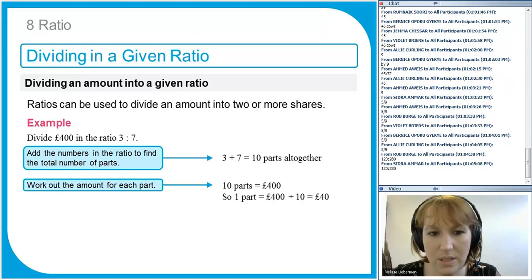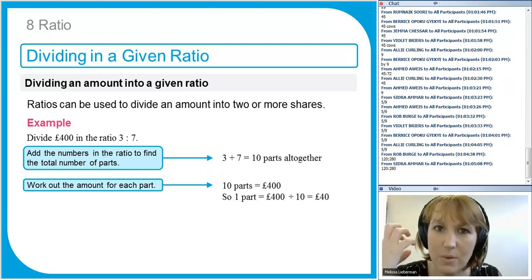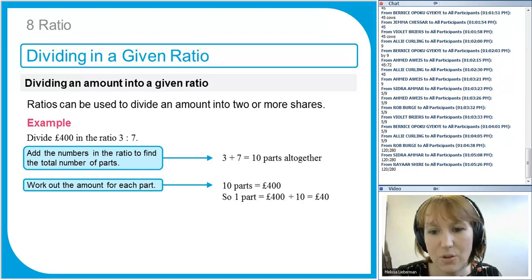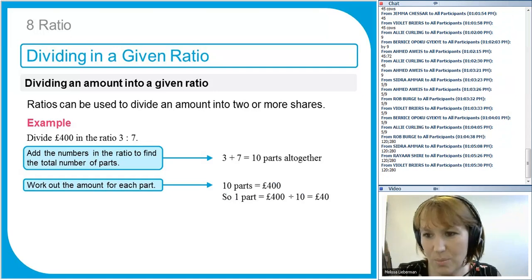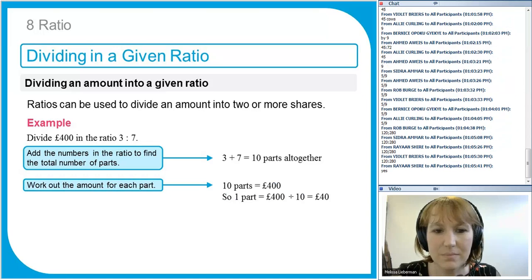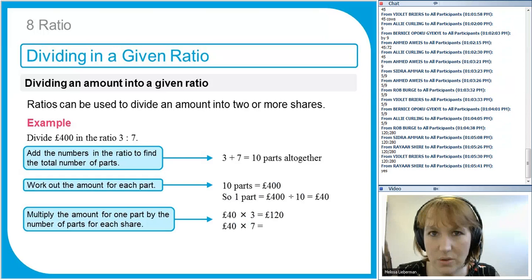And we've got 3 parts to 7 parts. So to find the value of the first part, we need to say 3 times 40, which I know I'm seeing lots of correct answers, Rob and Sidra and Abdallah, Ryan and Rayan. Am I saying that correctly? And Violet, I think you've got it already. So 3 times 40 is 120, and then 40 times 7, 4 times 7 is 28, so 280.